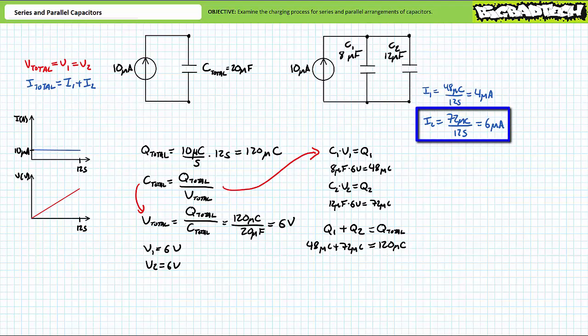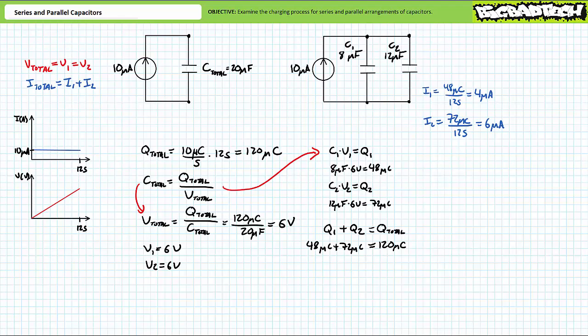C2, in contrast, accumulated 72 microcoulombs of charge over the same 12-second period, meaning it on average experienced 72 microcoulombs over 12 seconds, or 6 microcoulombs per second, or 6 microamperes of current. At any point in time, 10 microamps of current comes into the parallel arrangement, of which 4 microamps goes into C1 and the remaining 6 microamps goes into C2. Kirchhoff's current law holds true at all times. I total equals I1 plus I2.